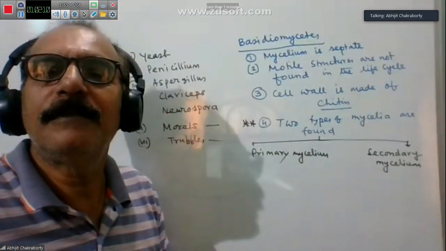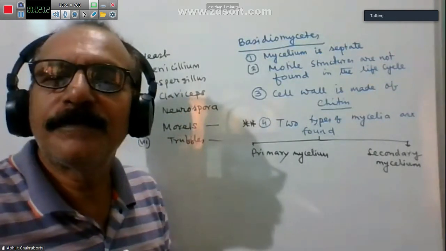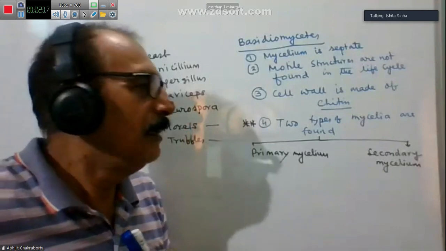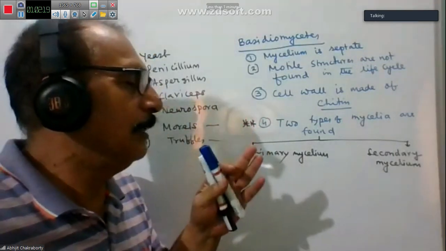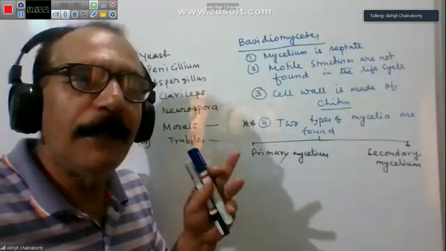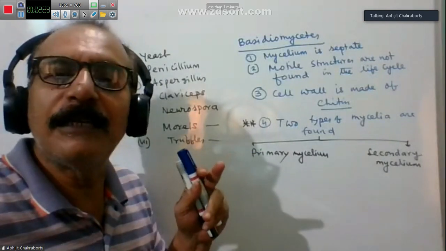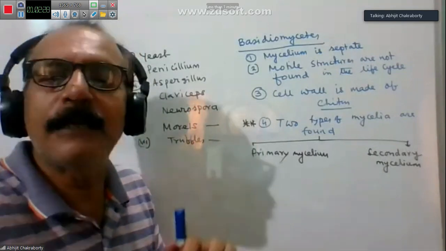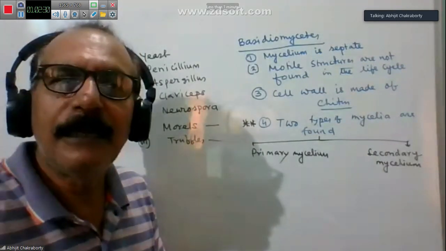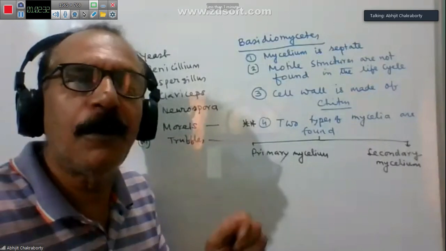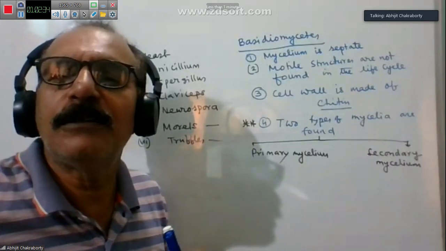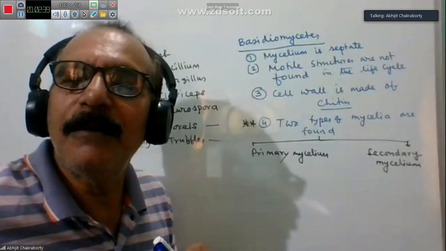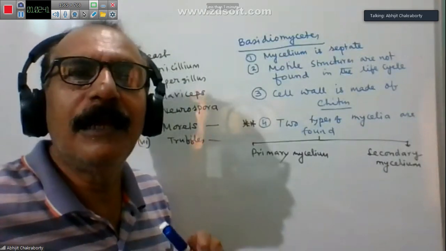Is it clear to you? Sir, please explain the secondary mycelium again. Look, during the dikaryophase, it grows to form a mycelium-like structure called secondary mycelium. Are you getting me now? Yes, sir. And then it will form the basidia.